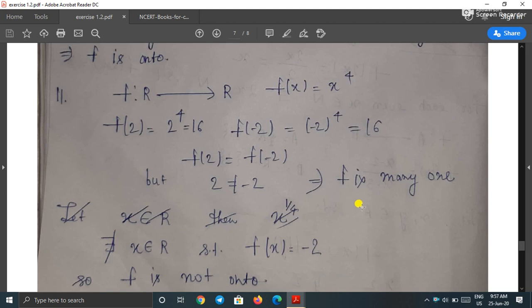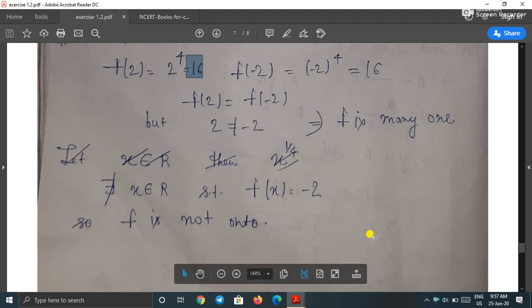Now let us discuss the next problem. We define a function f on the set of real numbers such that f of x is equal to x raised to the power 4. Now let us calculate the image of some real numbers under this mapping. F of 2 is what? 2 raised to the power 4, it is 16. F of minus 2 is what? Minus 2 raised to the power 4 is also 16. So we will get two different points, 2 and minus 2, which have same images. This shows that the function is many one.